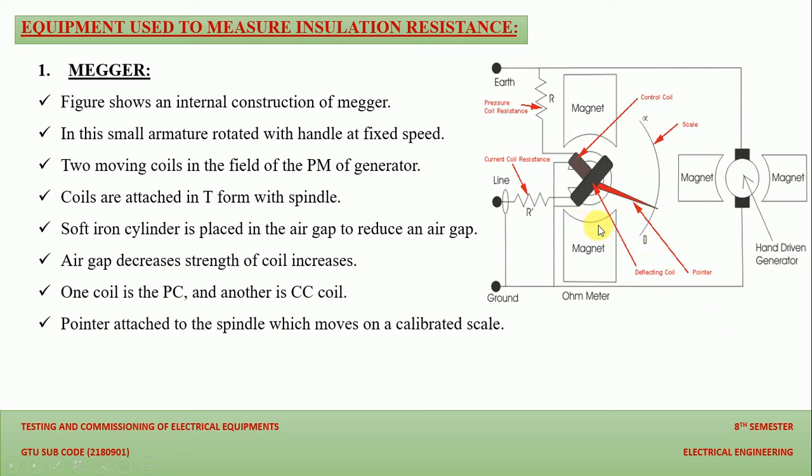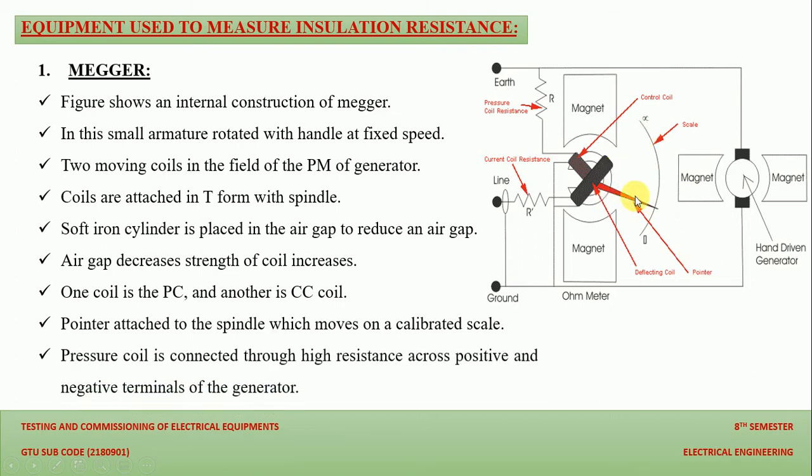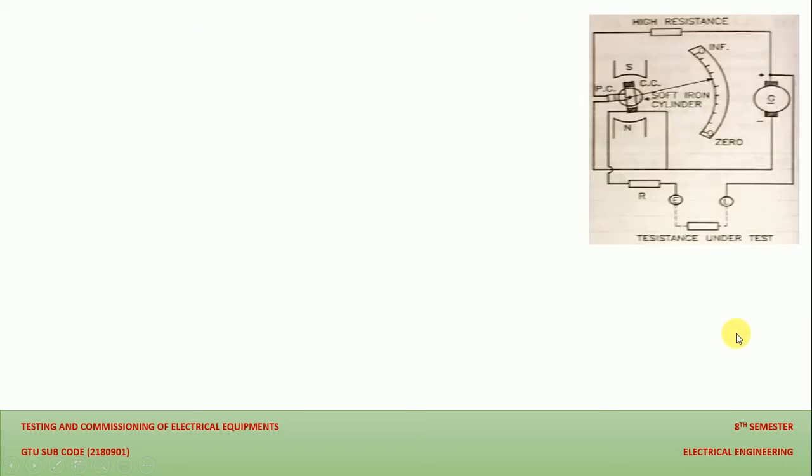The pointer attached to the spindle moves on the calibrated scale. This scale is already calibrated, and according to the resistance offered by the conductor, the pointer will get deflected. The pressure coil is connected through a high resistance across the positive and negative terminals of the generator. This helps protect our Megger from high voltage problems.